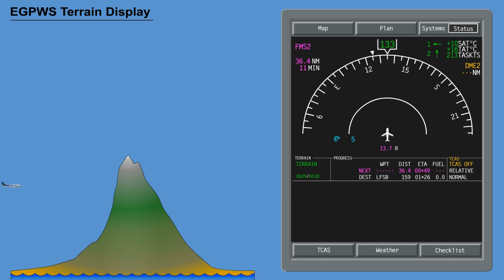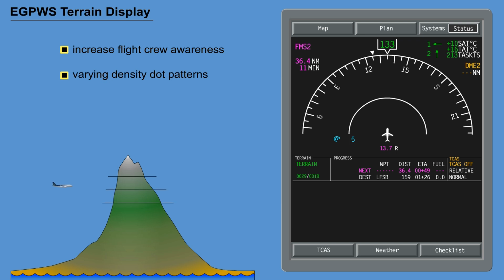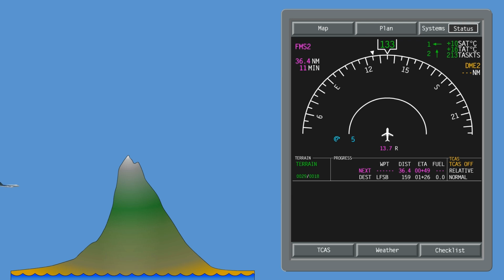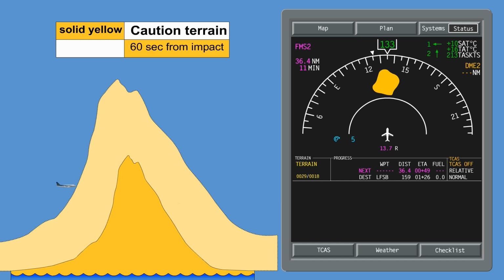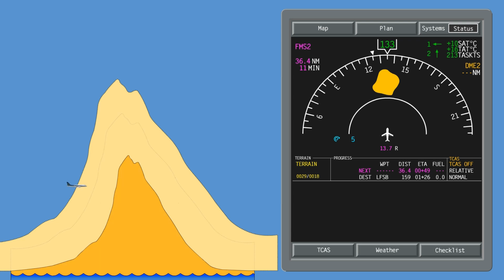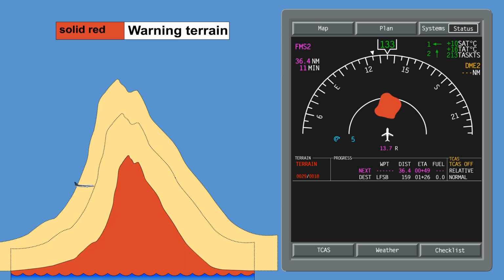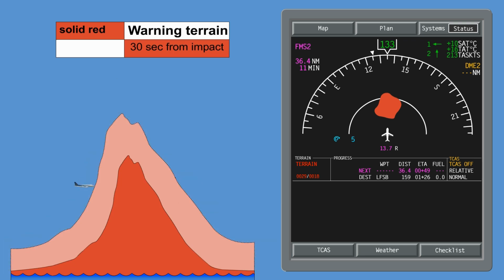The EGPWS terrain display is designed to increase flight crew awareness of the surrounding terrain in varying density dot patterns which represent specific terrain separation with respect to the airplane. Solid yellow is caution terrain, approximately 60 seconds from impact. Solid red is warning terrain, approximately 30 seconds from impact.